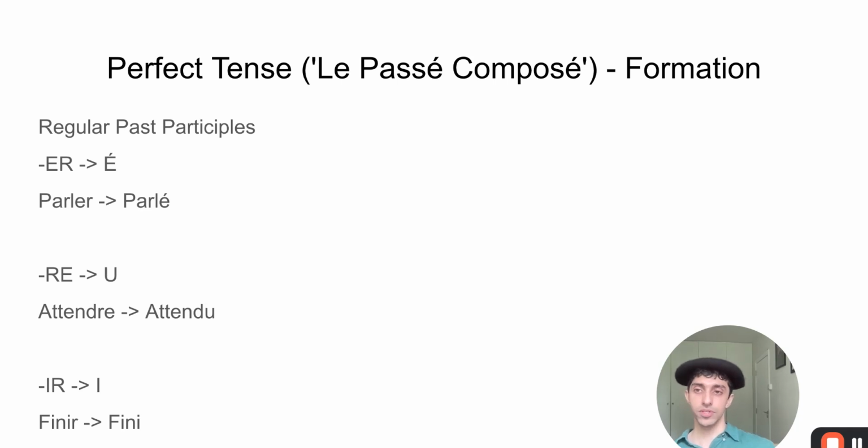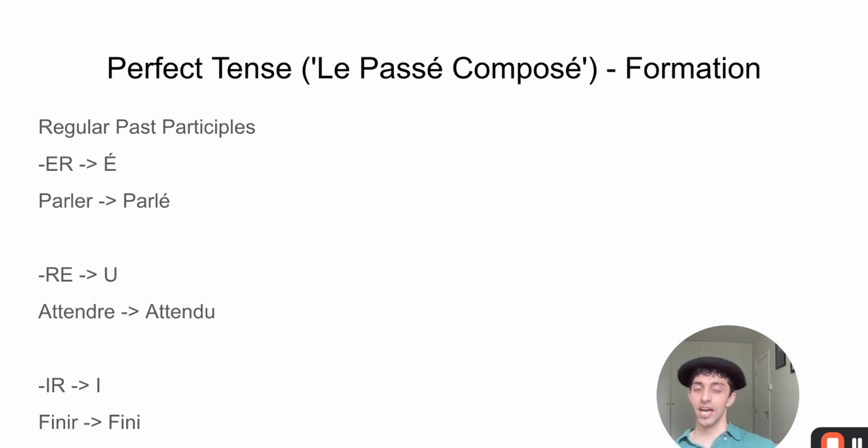So for ER verbs, verbs that end in ER in the infinitive, such as parler, the past participle will be formed by removing that ER at the end of the infinitive and putting É acute instead. So parler, as you can see here, becomes parlé. The past participle is parlé. You can see that it ends in an É acute instead of ER, although the pronunciation in this particular case doesn't change.